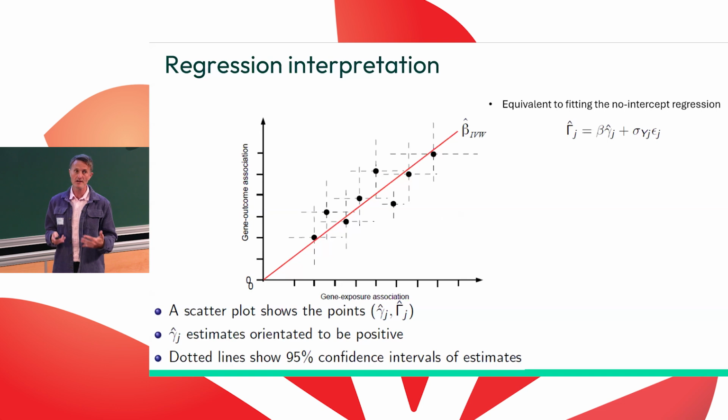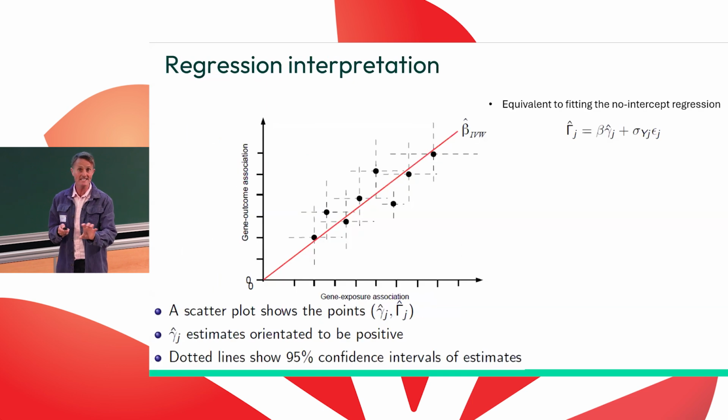The nice thing about the summary data approach is that it's very easy to understand visually, because what it really amounts to is plotting the data on a scatter plot. So this is a scatter plot of the gene outcome associations, or in our case, gene systolic blood pressure associations, versus the gene exposure associations on the x-axis. So that's BMI in our case, and then fitting a linear regression with the constraint that the regression goes through the origin. So there's a zero intercept, and that's a direct consequence of the IV assumptions.